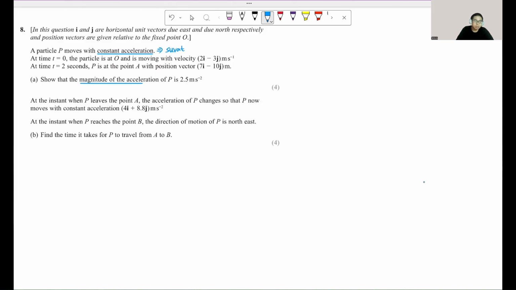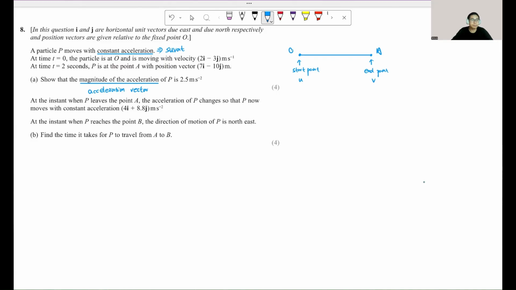So to find the magnitude of acceleration, first we need to find the acceleration vector. So we find the vector first, and then work out the magnitude. We have origin O as the starting point, and then at t equal to 2 seconds it is at point A. So if we let this one be the start point, and this one be the end point, then the velocity at this point is u, and this will be v.